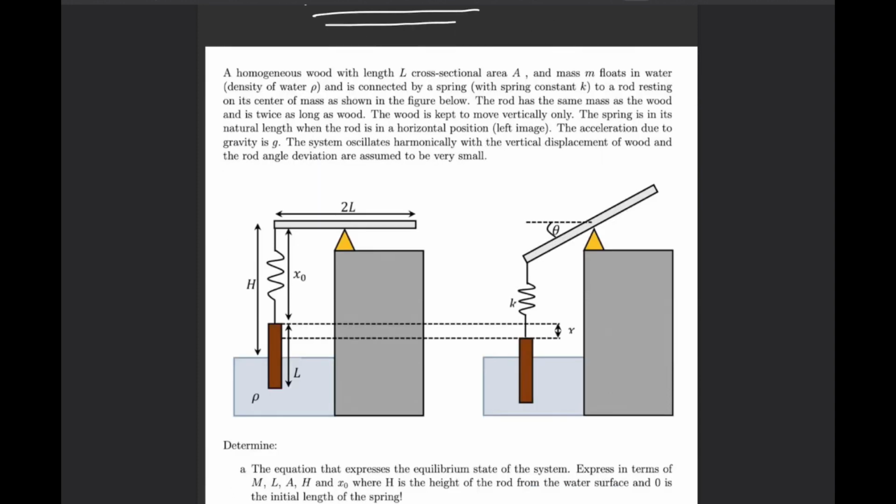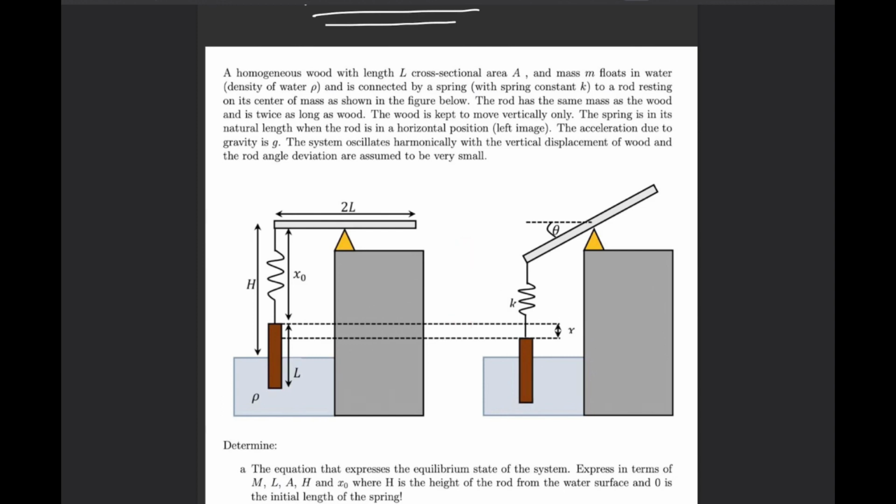We have a homogeneous rod of length L, cross-sectional area A and mass m which floats in water. Density of water is given to be rho. It is connected by a spring with spring constant K, which is in turn connected to a rod resting on its center of mass. The rod has the same mass as the wood and is twice as long. So if this is L, this is 2L, and the wood can only move horizontally. The spring is in its natural length, so initially the potential energy of the spring is 0. The acceleration due to gravity is g.